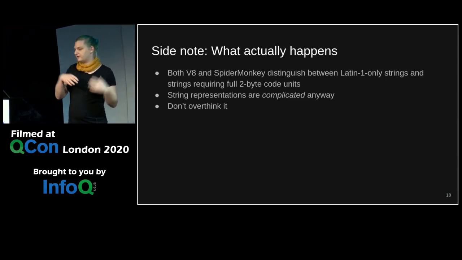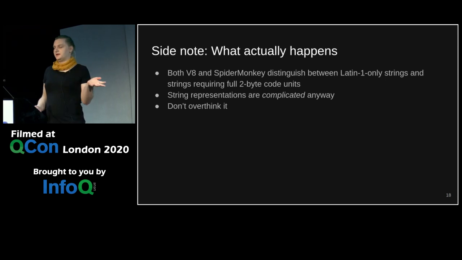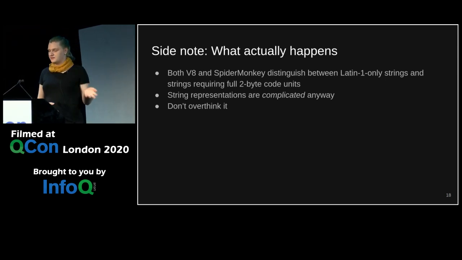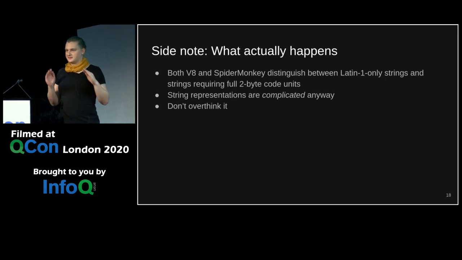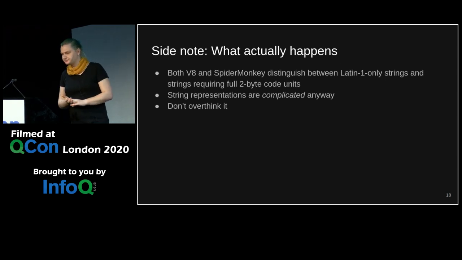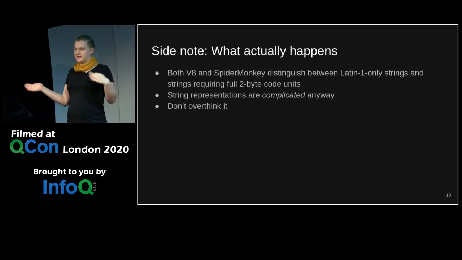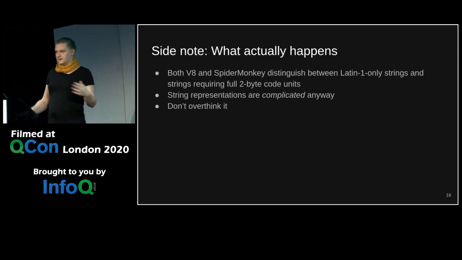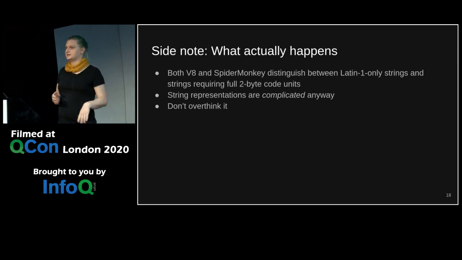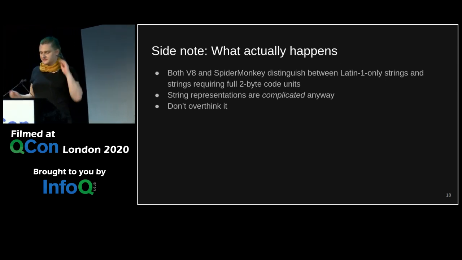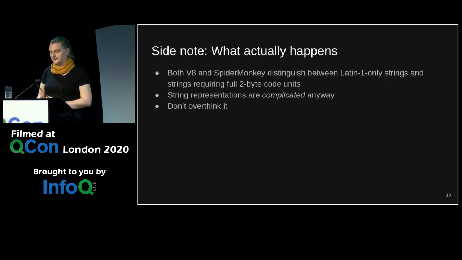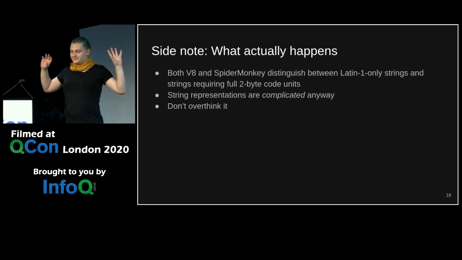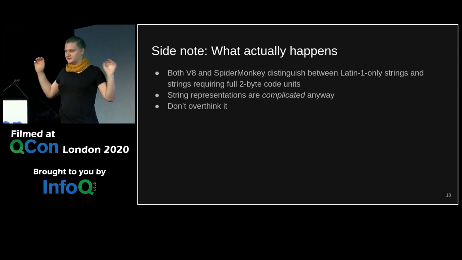So for V8, I know this because I work a lot with V8. SpiderMonkey, Firefox's JavaScript engine, seems to do the same thing. Well, they do have a representation that works for Latin-1 only strings. So if your string is mostly ASCII or mostly Western Latin characters, then it will probably try to use that representation instead to save space, to save memory. But again, don't overthink it. There are tons of different string representations in modern JavaScript engines.